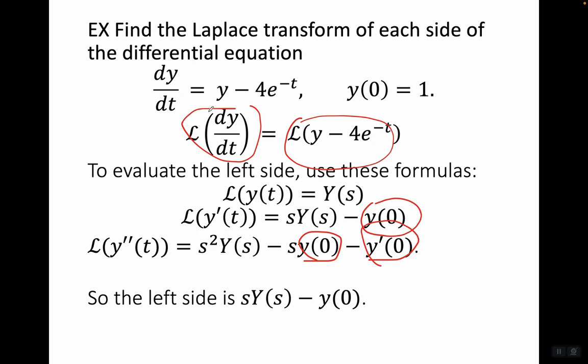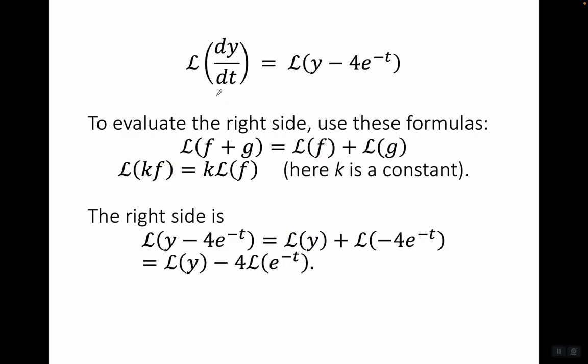So the left side, L of dy/dt, in other words, L of y'(t), is just going to be sY(s) minus y(0). So that's the left side of this equation. To evaluate the right side of the equation, use these formulas.